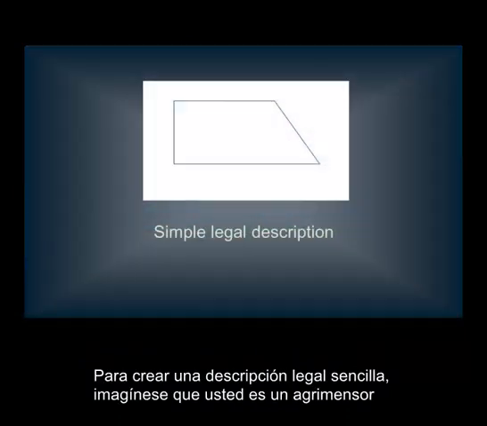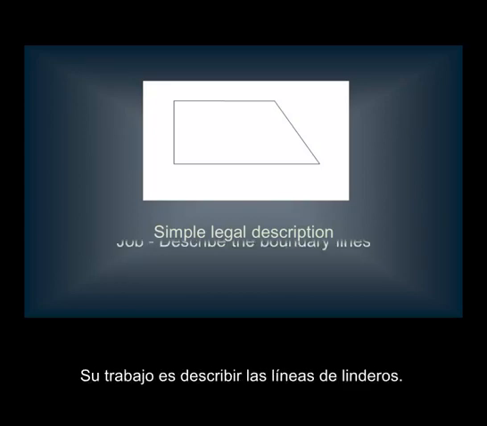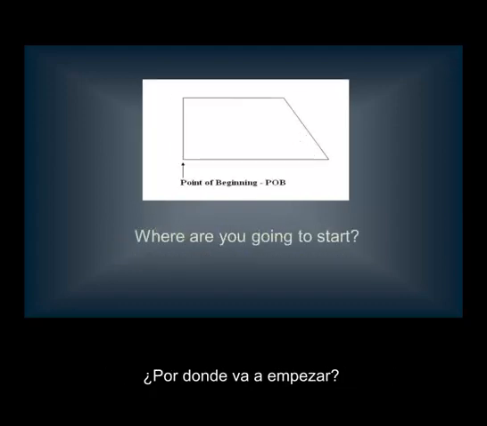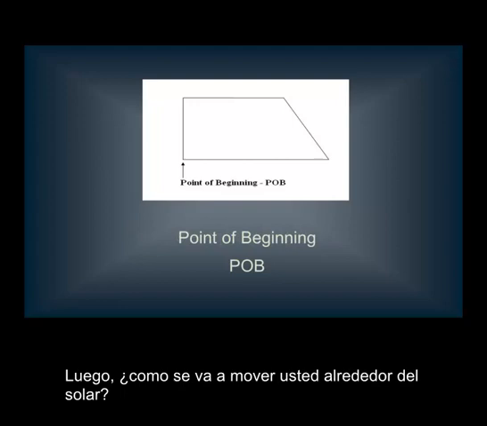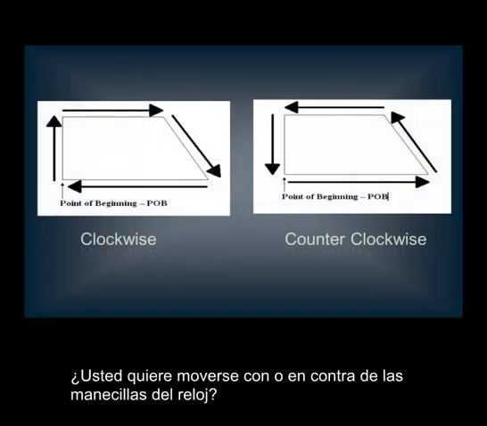To create a simple legal description, imagine you are a surveyor standing in front of this property. Your job is to describe the boundary lines. Where are you going to start? Surveyors call the starting point a point of beginning, or POB. Next, how are you going to move around the lot? Do you want to move around the lot in a clockwise or counterclockwise direction?